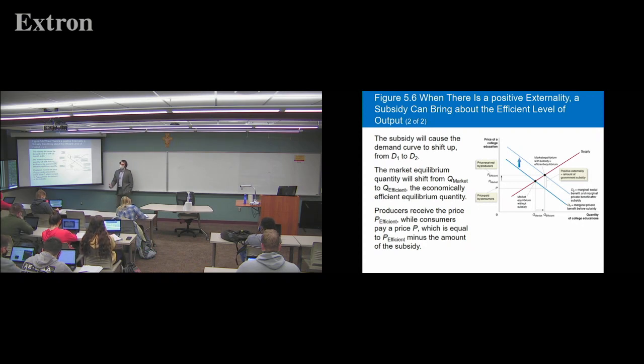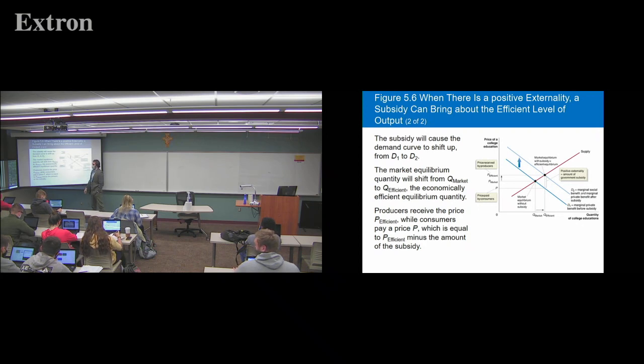Now if we added a subsidy, if we paid people to go to college, and the government paid colleges to make the price cheaper, that ends up moving up the demand curve. And if we put these subsidies at the right level, we'll end up moving that in line with the social benefit. So at this point, with this subsidy, you can get to the efficient equilibrium. We end up increasing the quantity of people going to college, and we increase the price.